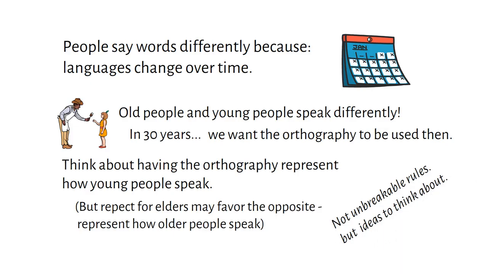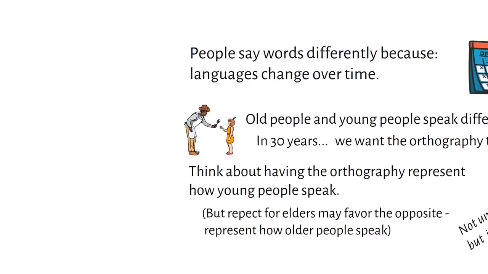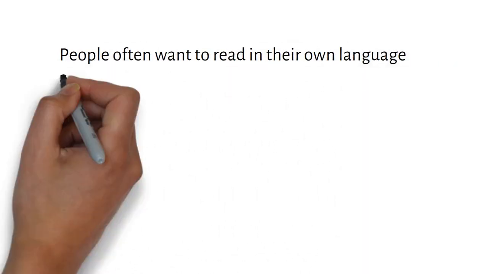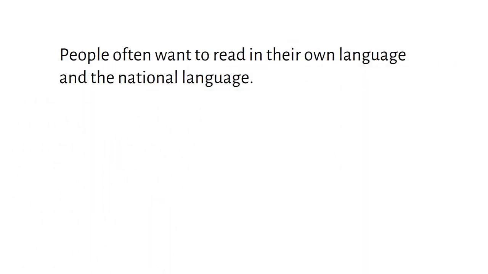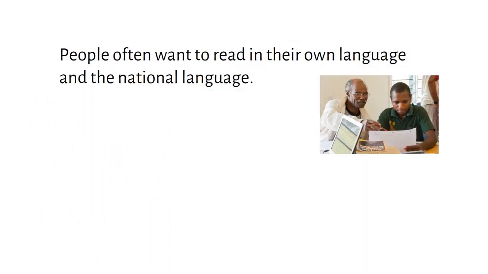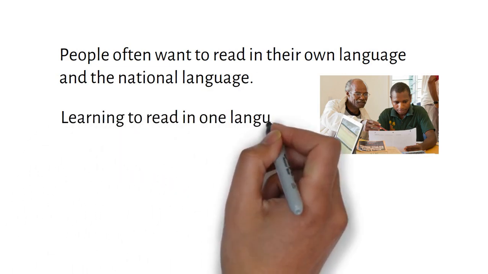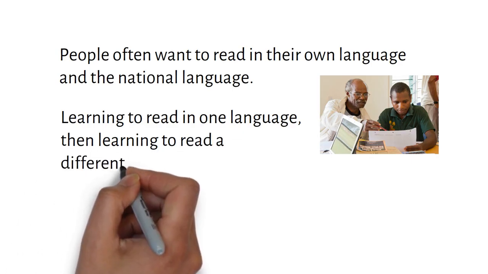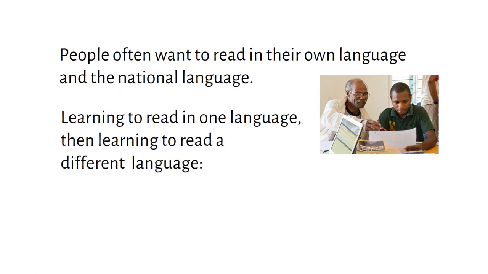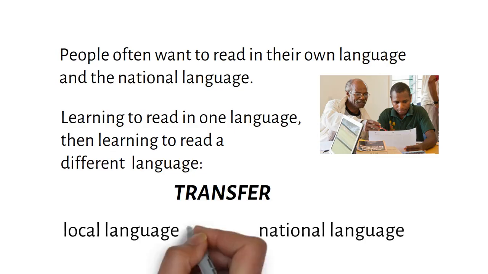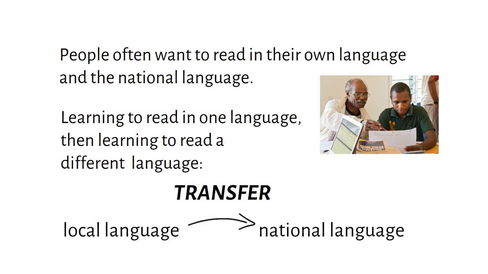I see that knowing how people read can affect orthography decisions. Besides that, people often want to read in both their own language and the national language. Definitely. Learning to read in one language, then learning to read a different language is called transfer. Transfer to a national language and from a national language can affect the orthography of the local language.